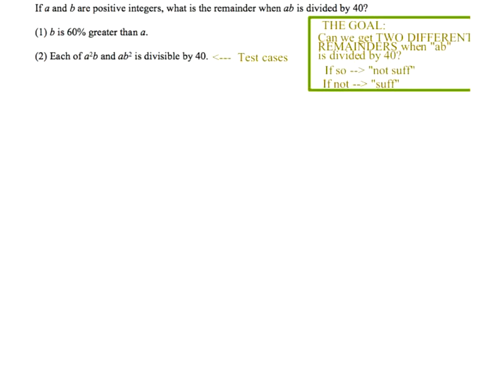So one case here that's probably kind of obvious is that you can just let A and B both be 40, because then in that case those are definitely going to be divisible by 40. So one possible case is just let A be 40 and then let B be 40. So then that satisfies this for sure. And in this case, the remainder of AB divided by 40 is just going to be 0, because AB is a bunch of 40s, so it's definitely a multiple of 40.